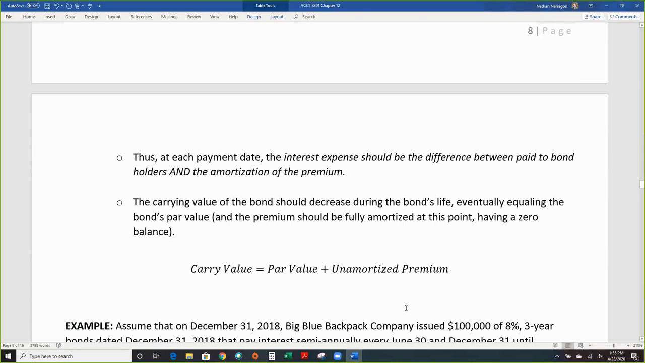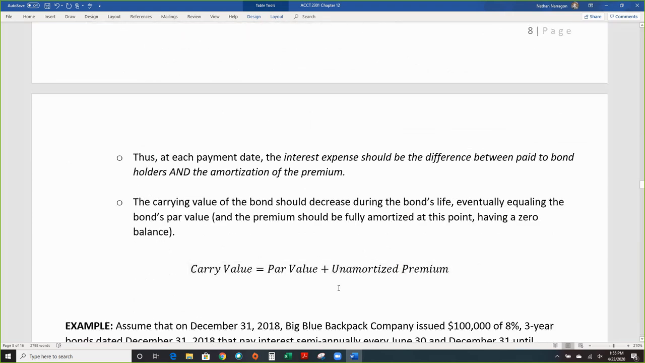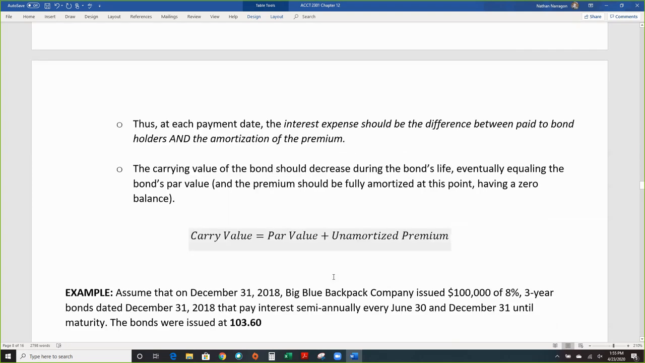Okay. And we also have to figure out carrying value. The formula is a little bit different since it is above par. We actually add the unamortized premium. So discounts we subtract, premiums we add. Again, I'll show you how that all works.